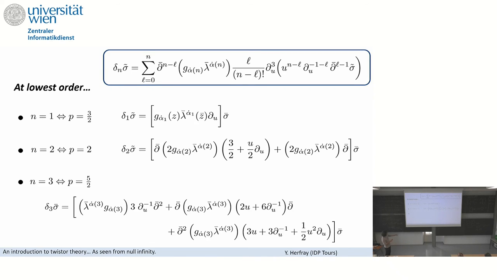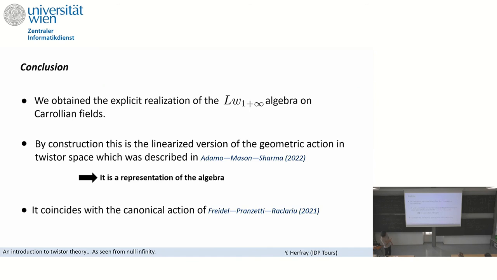Maybe if you're interested, you can check that for n equal 1, n equal 2, n equal 3, you compute. This is, as I was saying, the Carroll version of supertranslation, the Carroll version of superrotation, and at n equal 3, you start to see something which is non-local. And that's it.